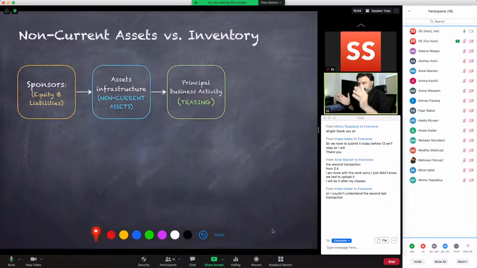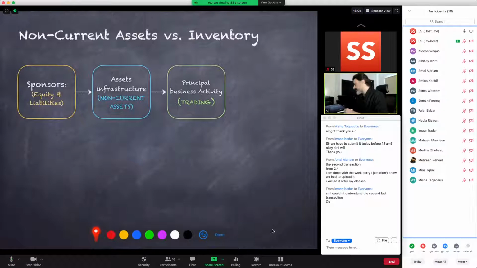Iman, okay, after this discussion I will reopen the sheet and I will explain the second last transaction. Sorry, I missed your message. Now that we have started this discussion, we will wrap it up, and then I will come back to the assignment and explain whatever transactions you're having trouble with.